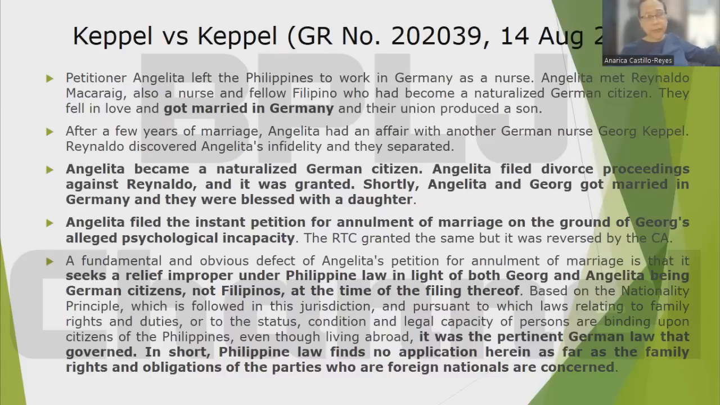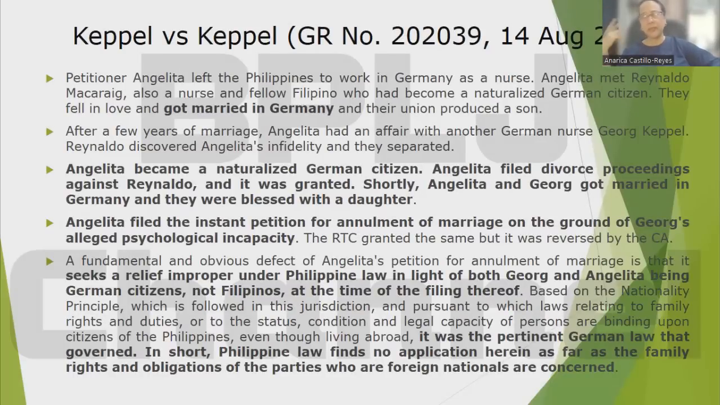So the case of Keppel versus Keppel. So in this case, the spouses, Angelita and Macaraig, okay, got married in Germany. Okay, they are both German citizens. Now, Angelita filed divorce proceedings against Reynaldo. It was granted. Now, shortly, Angelita and George got married in Germany and they were blessed with a daughter. Now, Angelita filed this case for annulment of marriage on the ground of George's psychological incapacity.